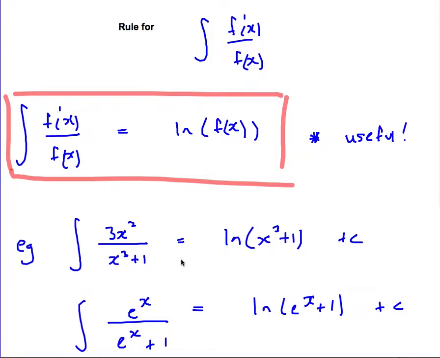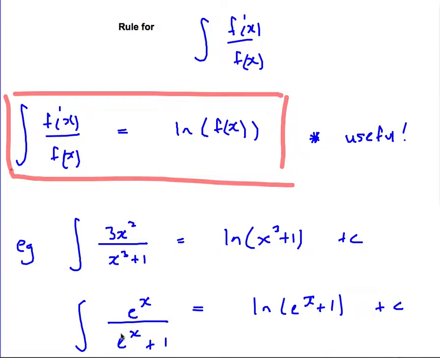And just run through a couple of quick examples, and then we'll have a look at some past paper questions. Here's the first one. We've got 3x squared on the top, we've got x cubed plus 1 on the bottom. We notice that the bottom, x cubed plus 1, will differentiate to 3x squared. Therefore, we guess it's going to be ln of x cubed plus 1, plus c, and it is.